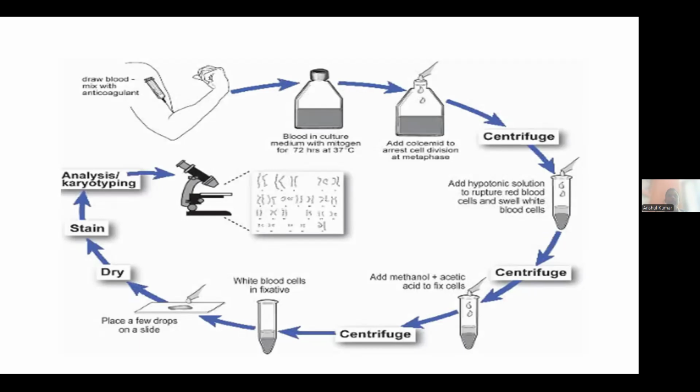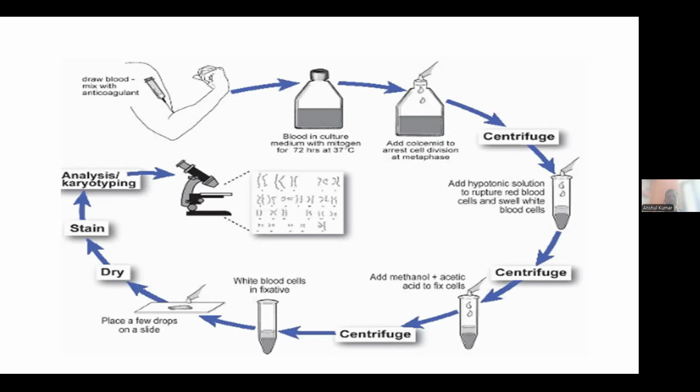Through this diagrammatic representation, you can see that here the blood has been withdrawn and cultured for 72 hours. Basically, blood samples require 48 to 72 hours to enter into the dividing stage, or we can say metaphase stage. Then colcemid, that is colchicine, is added to arrest cell division at metaphase. Further, centrifugation is done, and then hypotonic solution to rupture the red blood cells and swell the white blood cells.